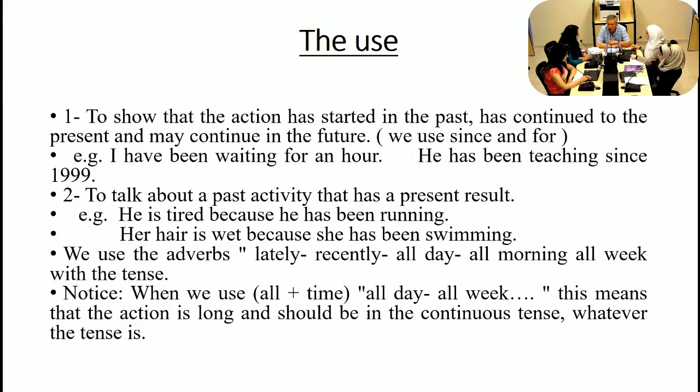The second use is to talk about a past activity that has a present result. For example, he is tired because he has been running. So he must have run for a long time, so he's tired today. So we need to have a result for a long action before. Her hair is wet because she has been swimming.